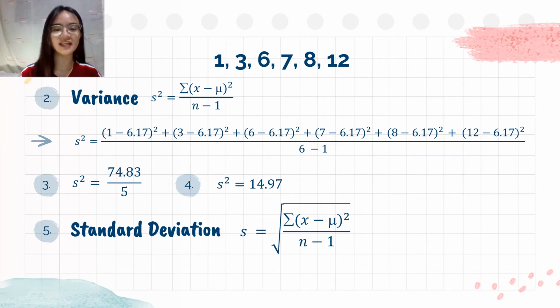Ang gagawin lang natin is square root lang natin yung sagot natin sa variance, which is the square root of 14.97 is 3.87. So, ang standard deviation natin is 3.87.